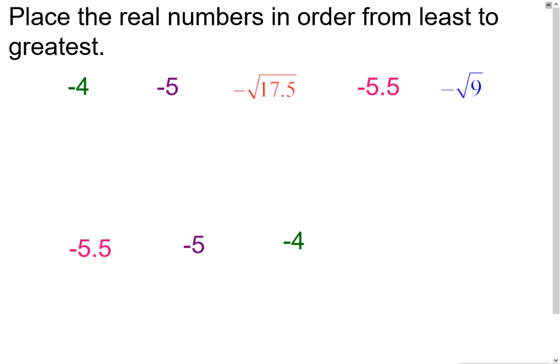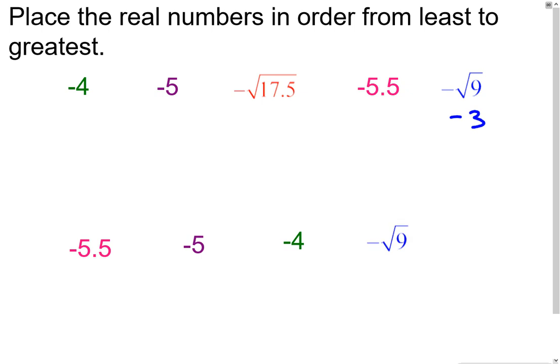I'm going to start on the far right with the negative square root of 9, because the square root of 9 is 3. Put the negative in front of it, and now we have the negative 3. So I know that the negative square root of 9 would be the largest of those three that were down there. So now the largest of those 4.